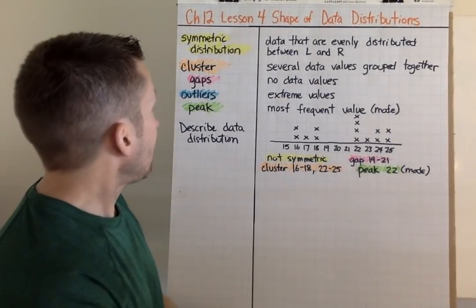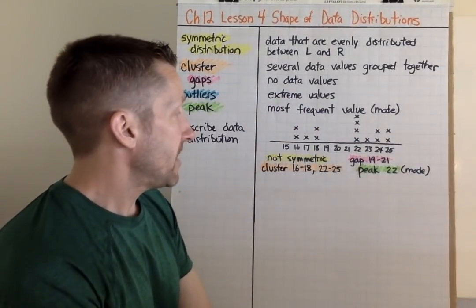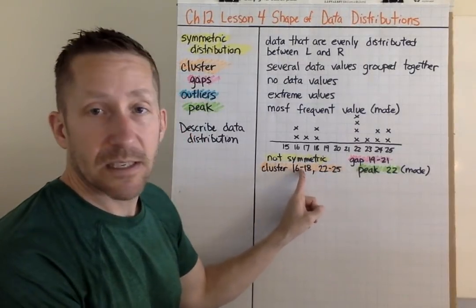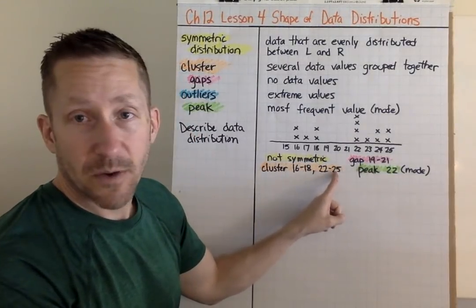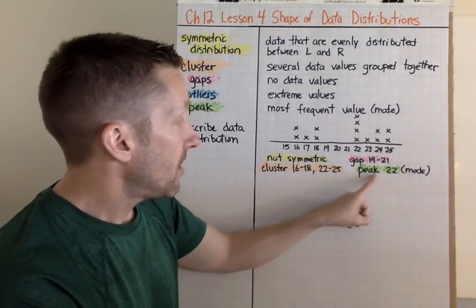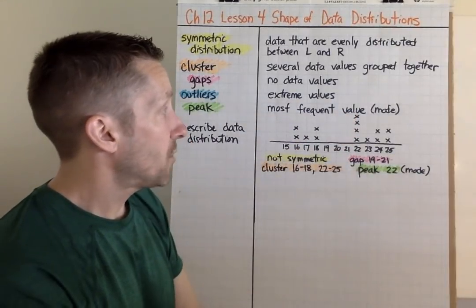And that is a good description for this data right here. Not symmetric. There's 2 clusters between 16 and 18, 22 to 25, and then there's a gap from 19 to 21. Also a peak right here, or the mode of 22.